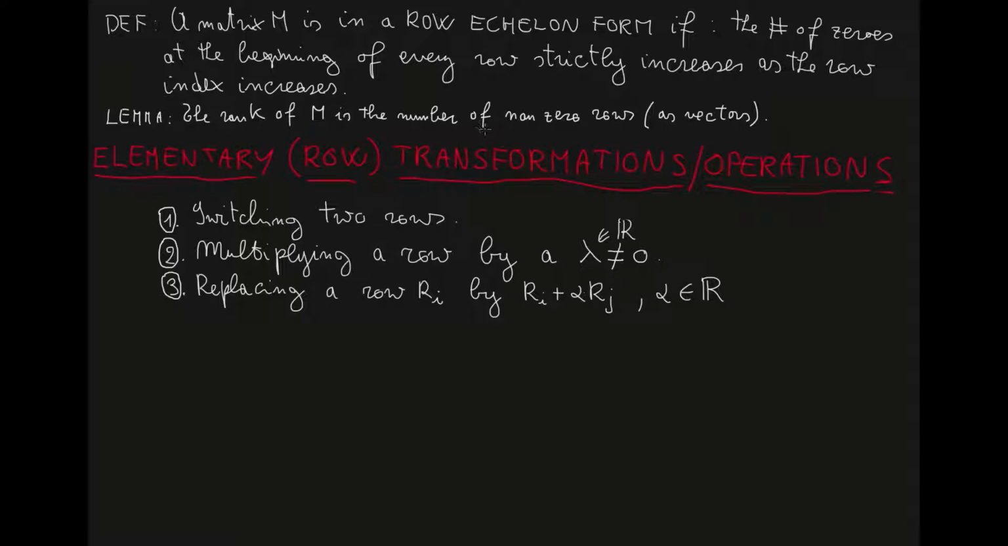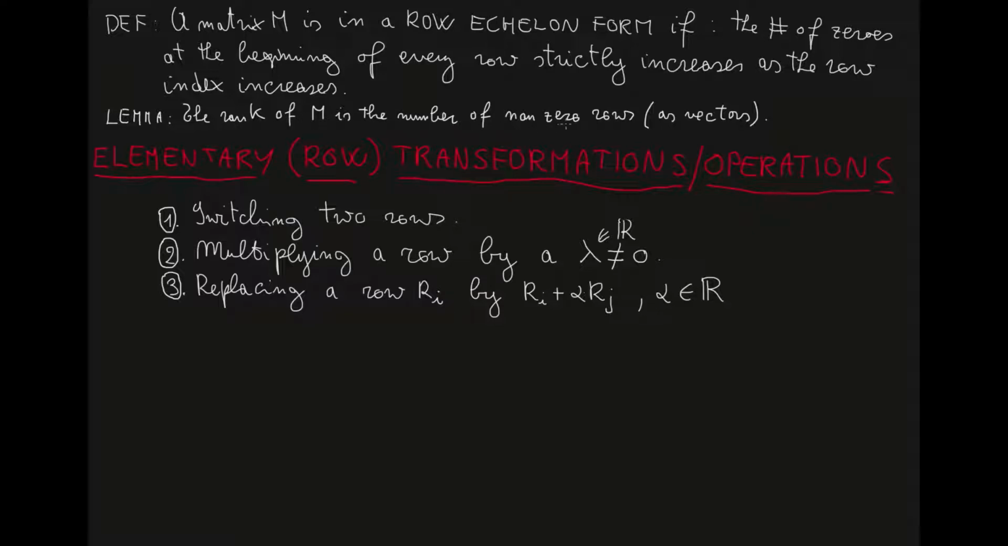In this lecture, we will continue talking about elementary row operations. For this purpose, I copied the definition of a matrix M to be in a row echelon form, and the three kinds of elementary row transformations we have listed in the previous lecture. I added here also the lemma that says that when a matrix M is in a row echelon form, then its rank is very easily computable.